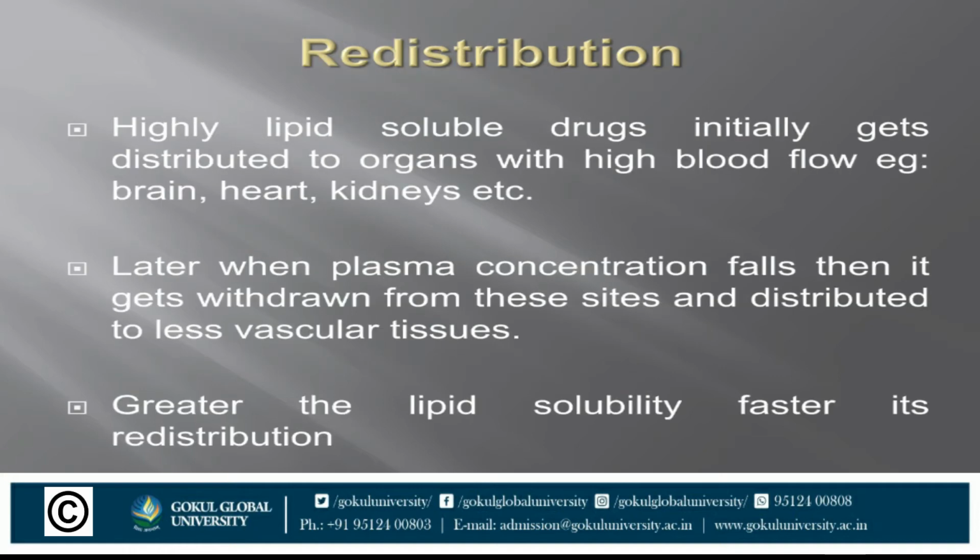Moving on to the concept of redistribution. Highly lipid soluble drugs get initially distributed to the organs with high blood flow, etc. Later, less vascular but more bulky tissues, example muscle and fat, take up the drug, plasma concentration falls, and the drug is withdrawn from the highly perfused site. If the site of action of the drug was one of the highly perfused organs, redistribution results in the termination of drug action.